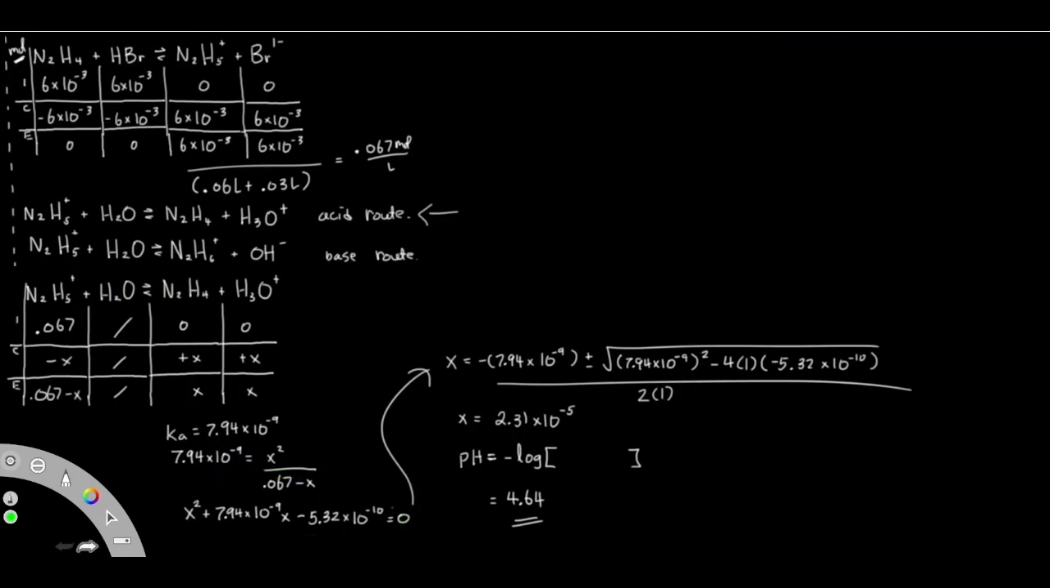We put them all into a quadratic formula equation over here so that we can isolate for our X, our concentration. We put that concentration within our pH formula because we're trying to find the pH. So we got 2.31 times 10 to the negative 5. Put that in there, we get a pH of 4.64.